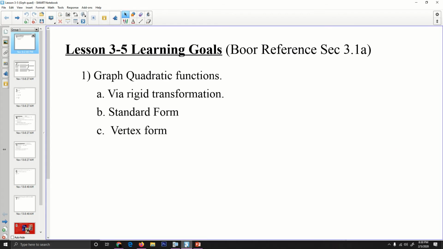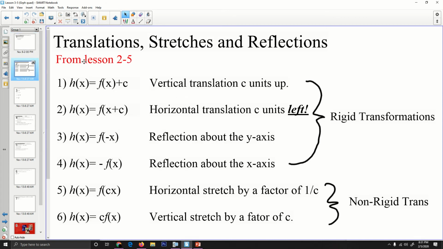So today we're going to graph quadratic functions via rigid transformation, standard form, and vertex form. So let's talk about rigid transformations again, just kind of review. This is from lesson 2.5, and you should have this in your notes already.